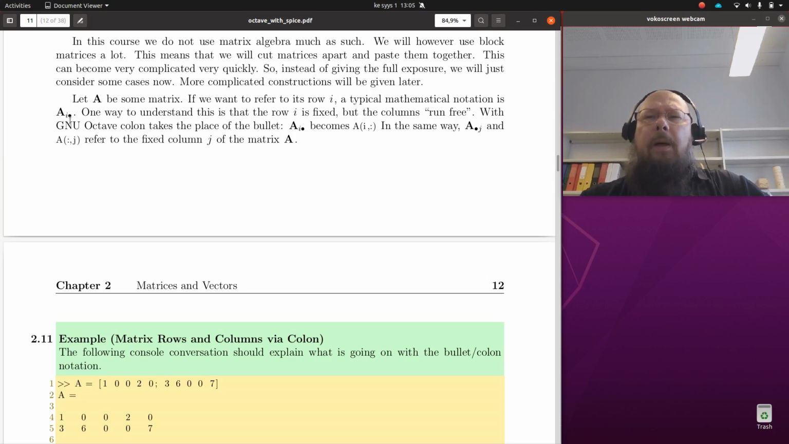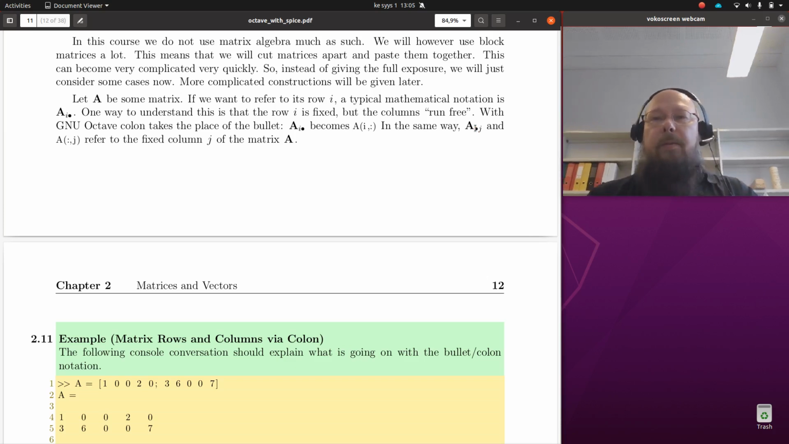One way of understanding is that this i is fixed, it is what it is, and bullet means that something runs free. So the columns run free. If I fix a row and let the columns run free, it means that row. And the other way around, if I have A bullet j, it means that the column j is fixed and the rows, whatever they are, run free. Okay, so this is the bullet notation.